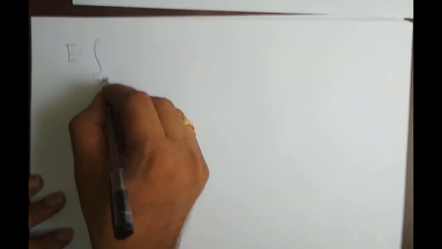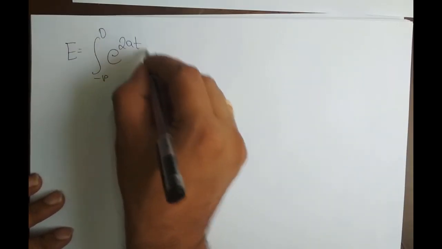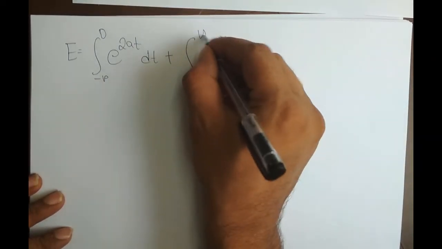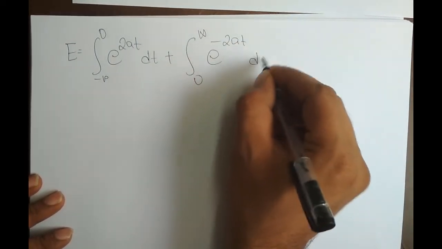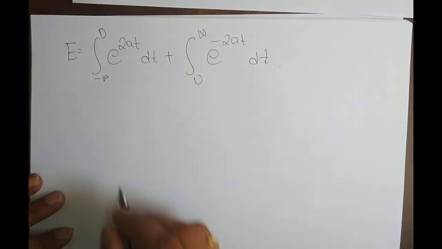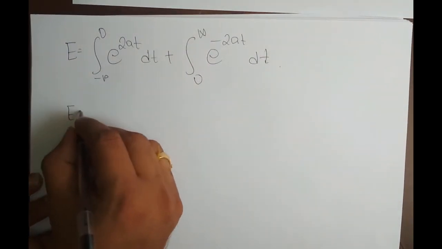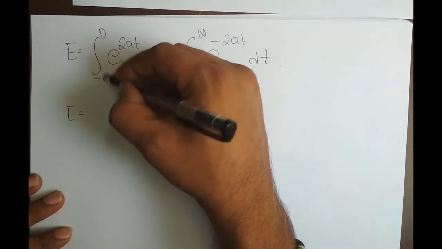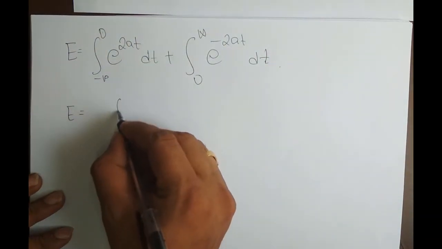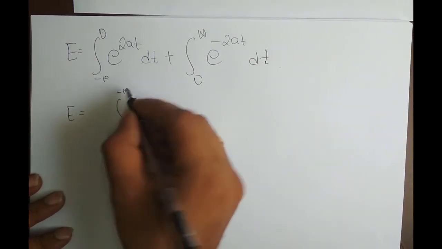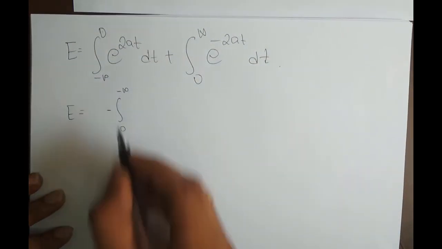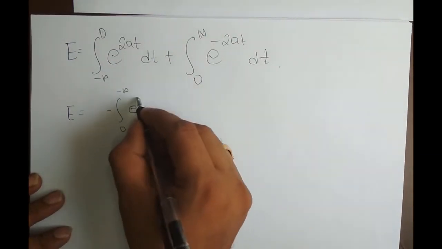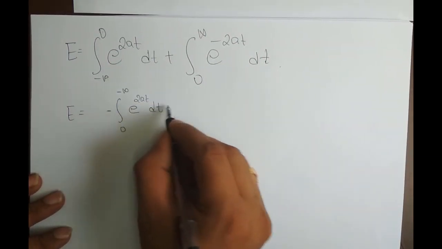Now, so what do we have? Energy is equal to integrating from minus infinity to 0 e power 2at dt plus integrating from 0 to infinity e power minus 2at dt. Right? So E is equal to, what I'll do, I'll interchange the limit. So what do I get? 0 to minus infinity. When I interchange the limit, what is the consequence? There is a minus here. Correct, no? So e power 2at dt plus integrating from 0 to infinity e power minus 2at dt.